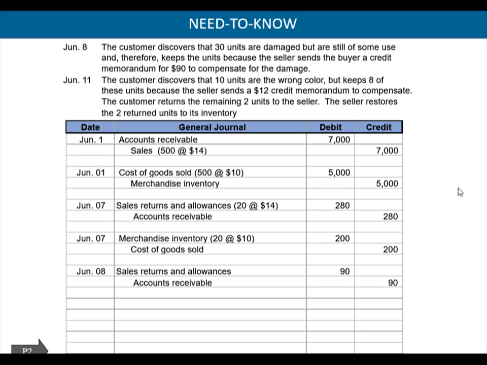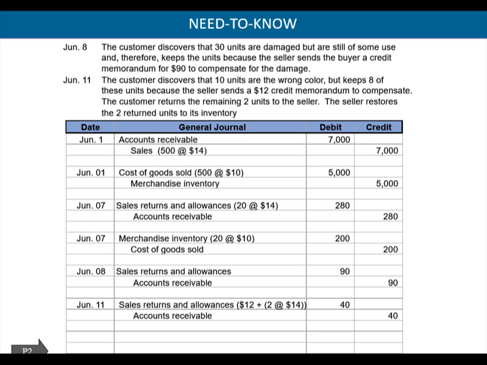On June 11th, the customer, who is turning into a bit of a pain, decides that 10 units are the wrong color, but they'll keep 8 of them if they can get a credit for them and return 2. The seller agrees to reduce the price to $12. The journal entry is a debit to sales returns and allowances for a total of $40.